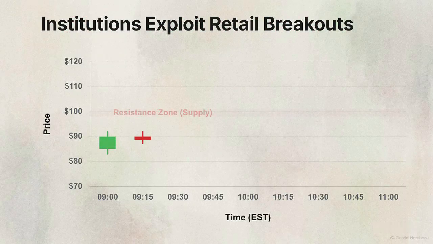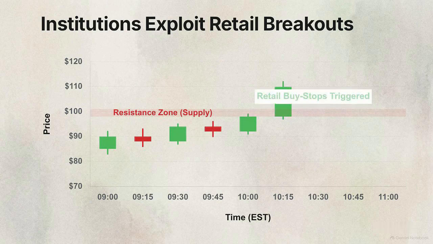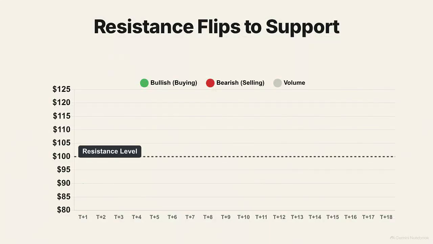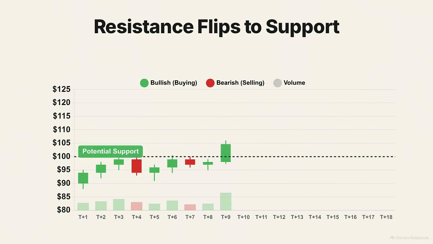Bull traps occur when institutions intentionally spike the price above a resistance zone to trigger retail buy stops. They use that sudden pool of liquidity to fill massive sell orders, slamming the price back down into the range. The break and retest strategy uses a 4-step confluence framework to filter out these liquidity traps.